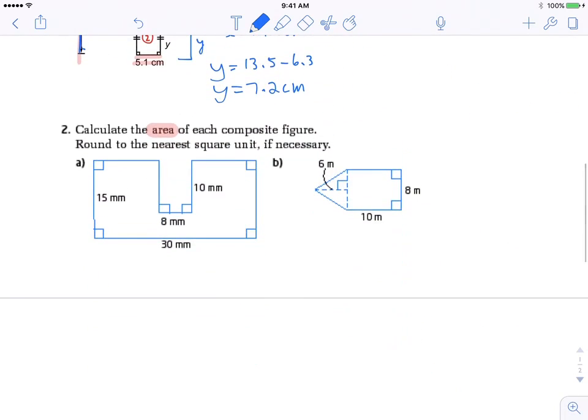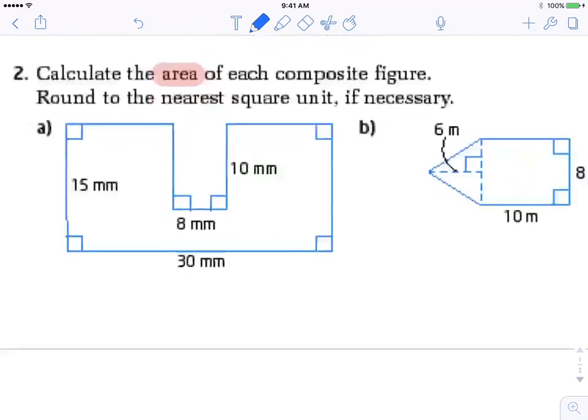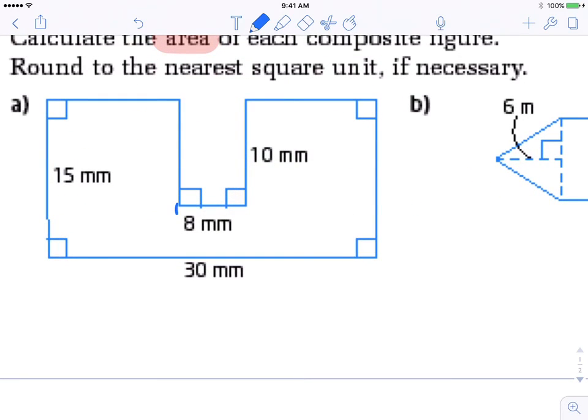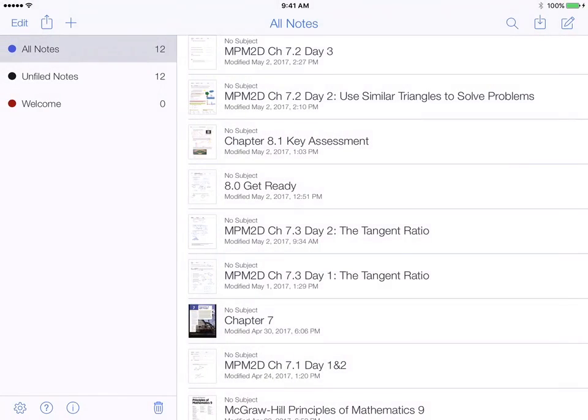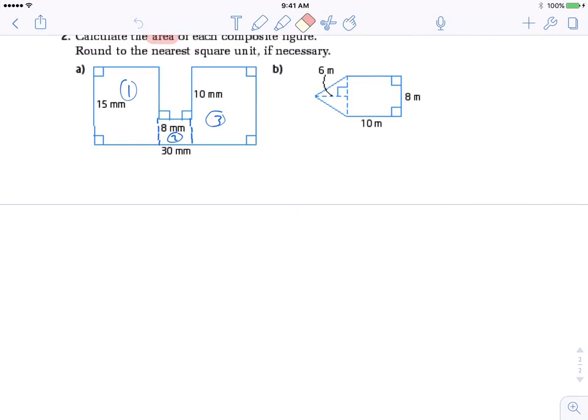Okay, calculate the area of each shape. So here, I have each composite figure, round to the nearest square unit if necessary. So we're just going to separate these, and I want to separate these for you. What you can do here is you can draw a dotted line here and a dotted line there if you like, and you can count this as 1, 2, and 3. That's one option. Another option, oh, that's not what I wanted to do. Another option is to erase that, sorry.